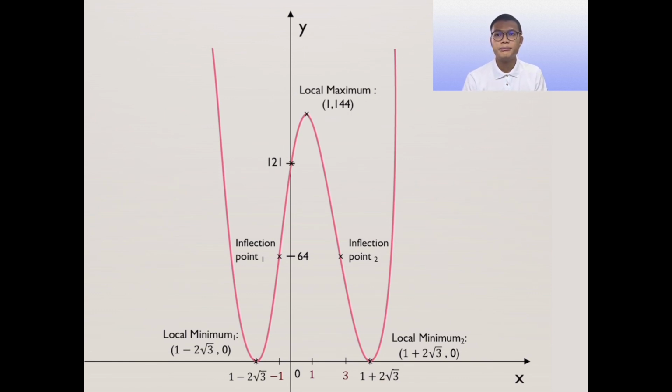And by this we can completely sketch the curve for the function f of x equals x squared minus 2x minus 11, squared. That's all from our group. Thank you.